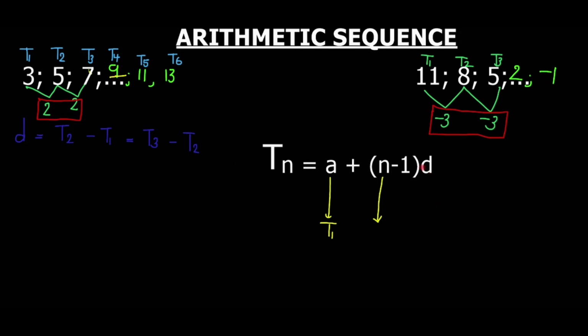And then D is the constant difference. D is what we add or subtract when we move from one term to another. So in other words, D is T2 minus T1 or T3 minus T2. This is our D. So every time you get D, you take term 2 minus term 1, or you can take T3 minus term number 2, and it will give your D.